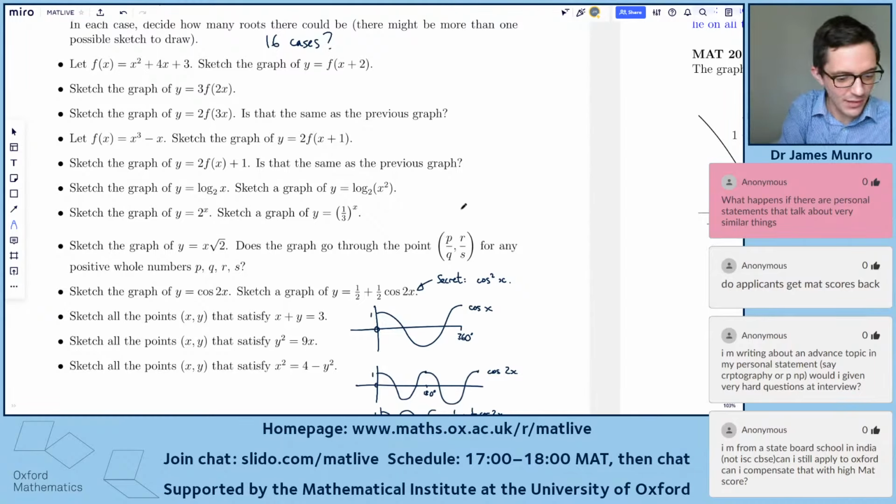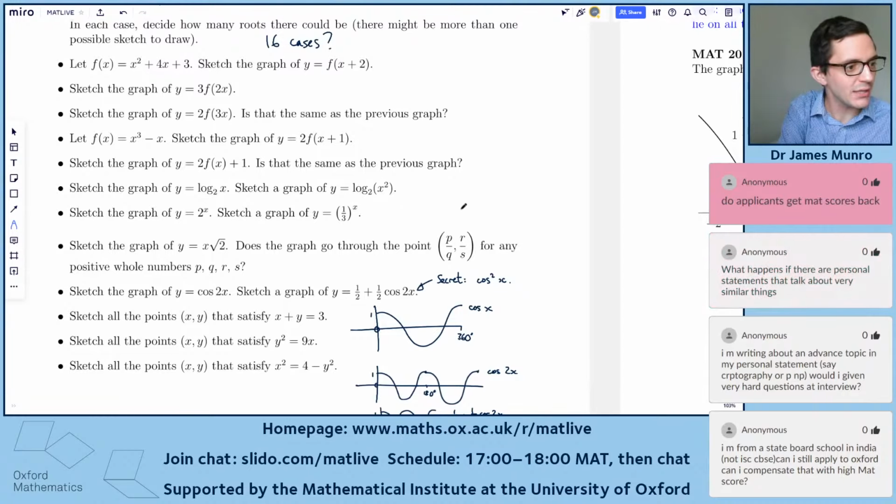Right, cool. Do you get MAT scores back? Yes, applicants to Oxford get sent an automatic email in January. Once this is over in January, we send an email to each Oxford applicant with their MAT score to tell you how many points you got in maths. Cool.